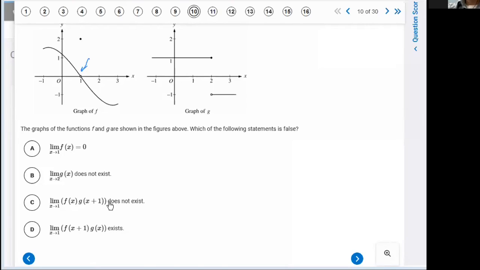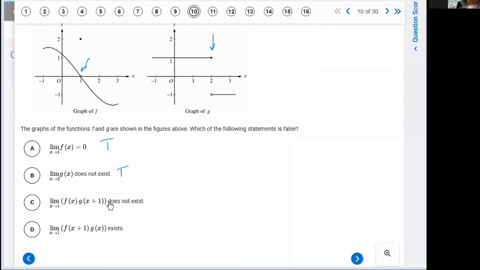Can you tell me in B, as we approach the number 2, here's 2, that the left side and right side agree that it looks like a number? Your dad says 1, your mom says -1. Doesn't look like anything, right? Does not exist. I will say this is also true. These are both easy. Those are both true.